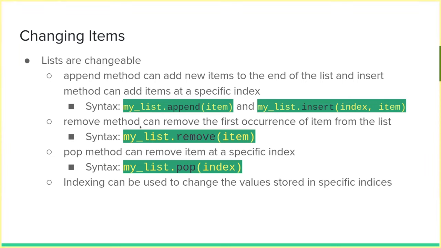You can use the remove method to remove the first occurrence of an item from the list, and the syntax would be mylist.remove(item). You can use the pop method to remove an item at a specific index of the list. So that would be mylist.pop(index). And then indexing can also be used to change the value stored in specific indexes of the list. So for example, you can use code like mylist at index 2 equals something else, even though you declared it to be something already.